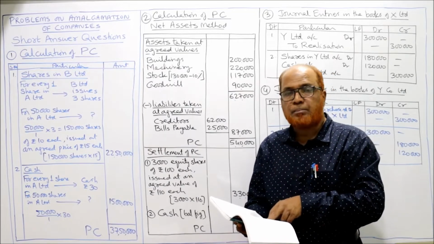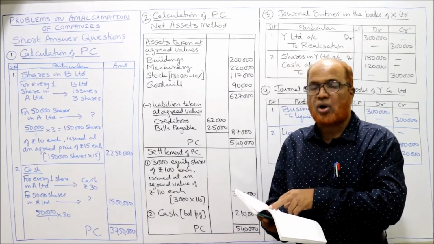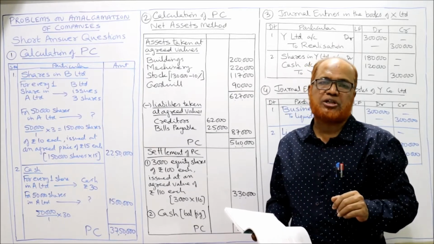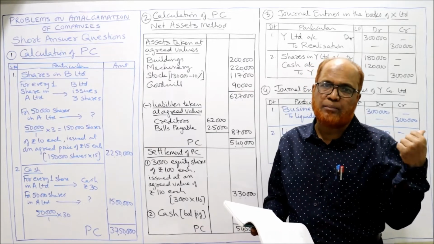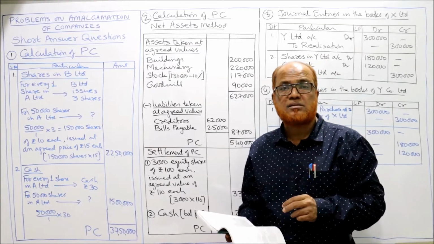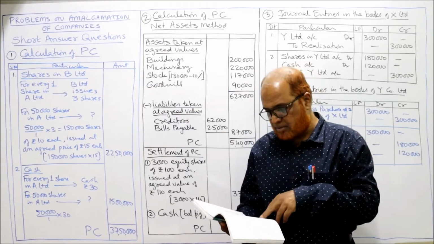Then stock 10% depreciation. The stock in X Limited is 1,30,000, so depreciate 10% from 1,30,000. At that value, Y Limited is taking over. Then it does not take over the bank balance. The bank balance of X Limited will not be taken over by Y Limited.